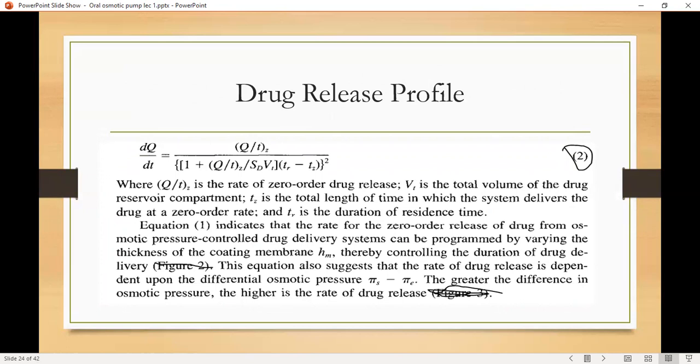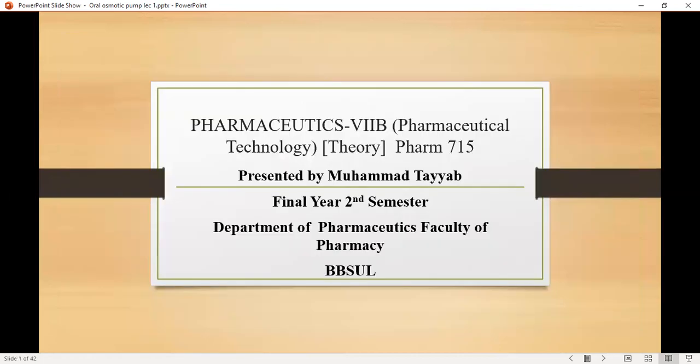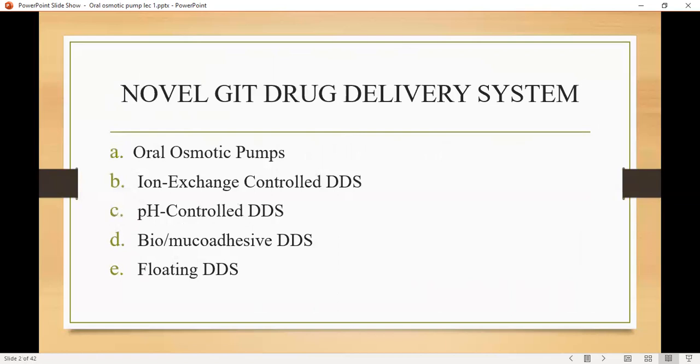The main difference between conventional and these novel drug delivery systems is that in a novel drug delivery system we actually control the release of the drug. We actually target the specific site for drug delivery in order to facilitate the release of the drug. So students, hope the concept is clear. This was the first lecture regarding novel GIT drug delivery systems. We have covered the oral osmotic system. Now, inshallah, in the next lecture we will be covering all the other topics which are mentioned in your course. Thank you very much.